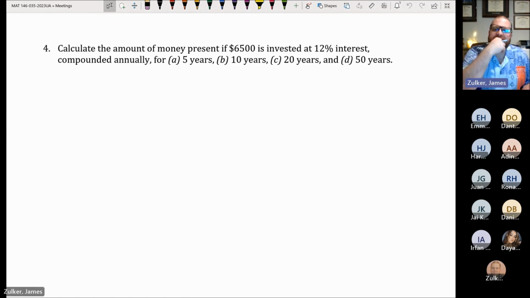So we're going to be investing $6,500 into an account that earns 12% interest that compounds annually. We're going to see how much money we have in the account after 5 years, after 10, after 20, and then after 50. Right, so a little background on this problem.